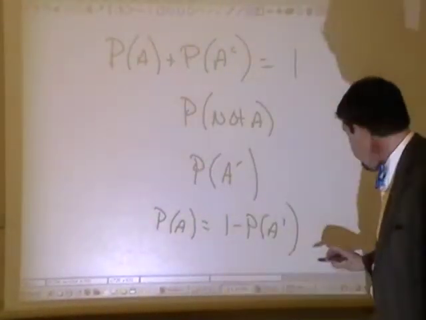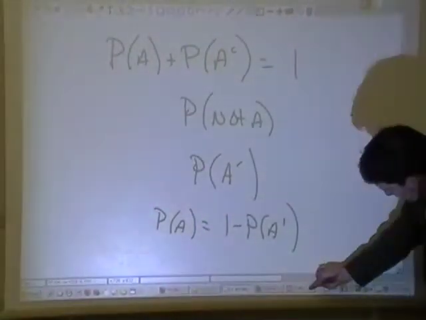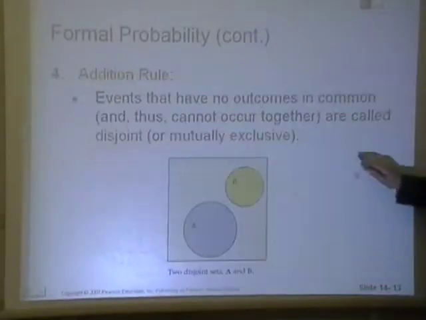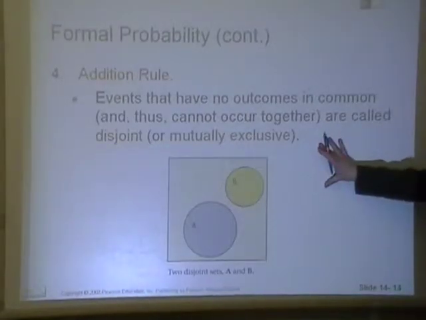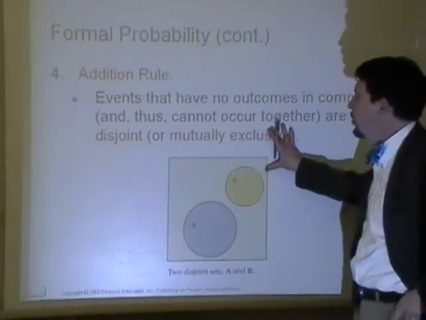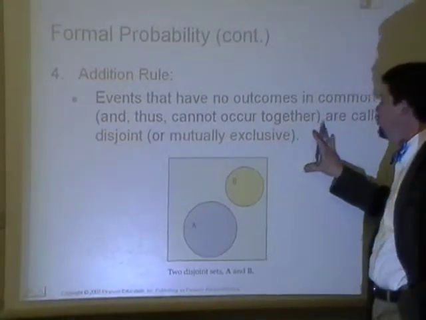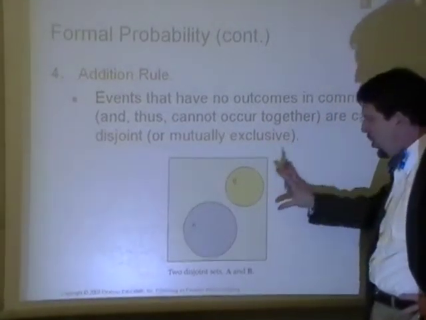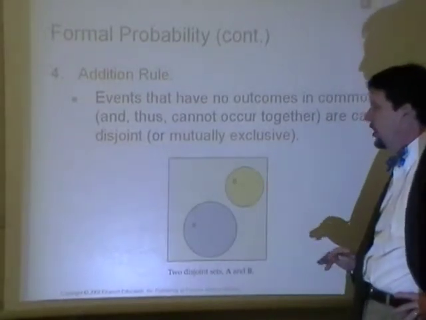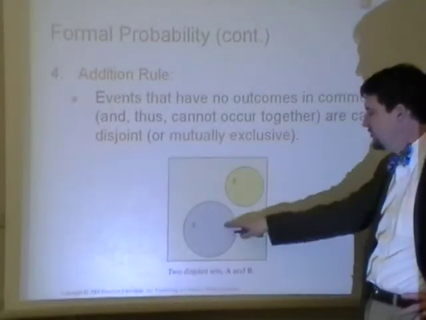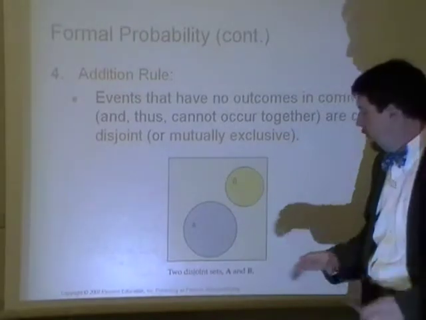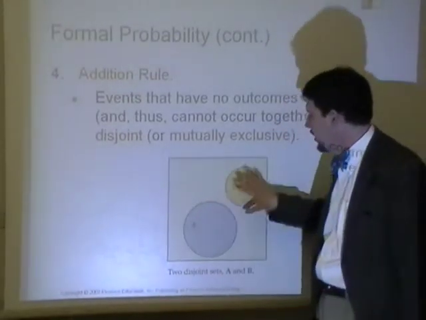I love doing that. All right, so let's go back to our slides here. We talked about the complement, and then we've got the addition rule. The addition rule is going to start off with this part right here. It says that if you have events that have absolutely nothing in common, they are called disjoint. If you think about a Venn diagram, they are circles that do not intersect.